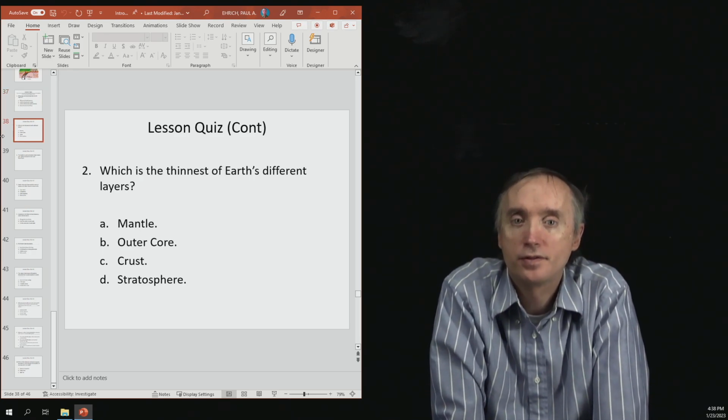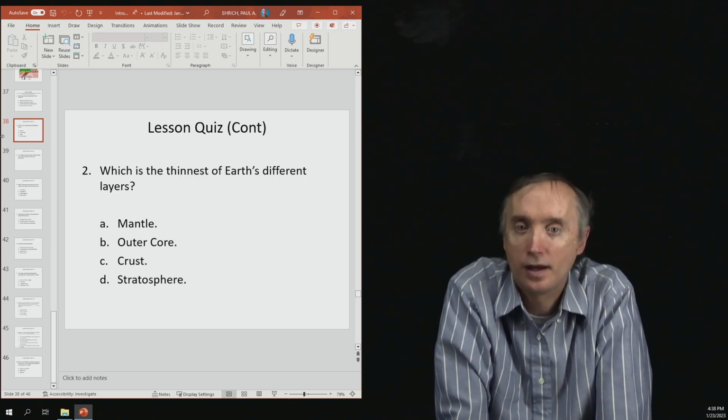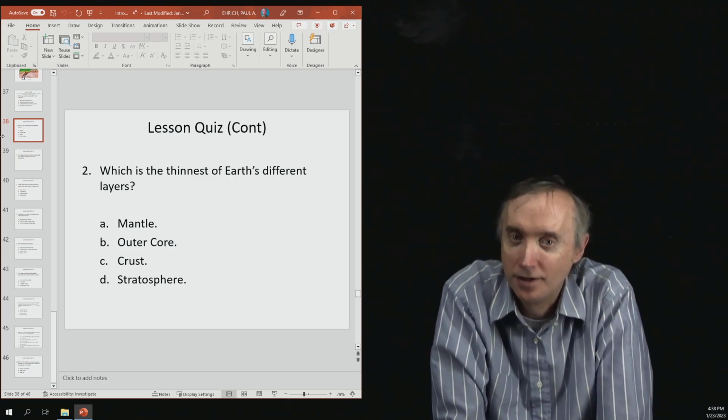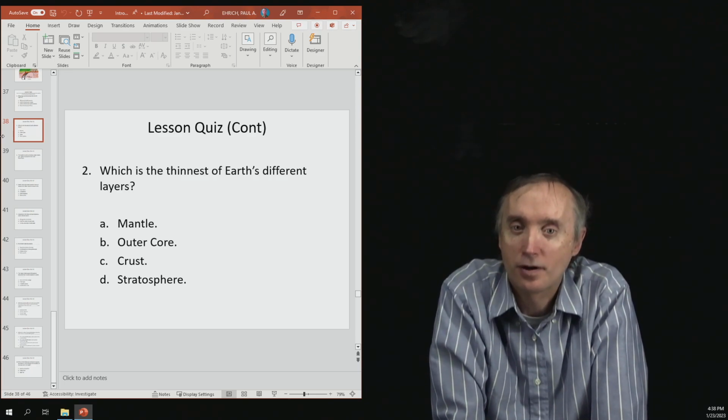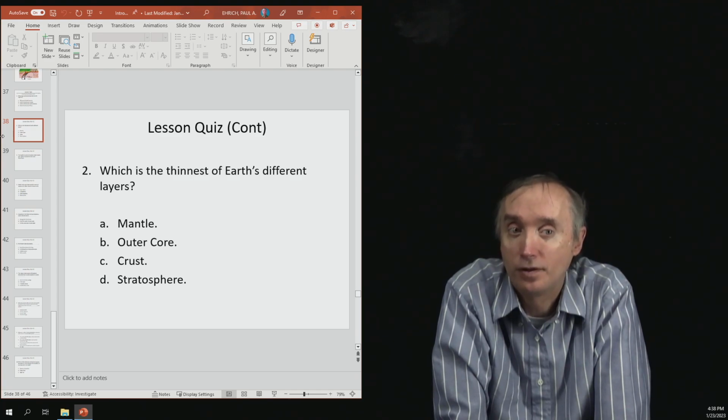Which is the thinnest of the Earth's different layers? Would it be the mantle, the outer core, the crust, or the stratosphere? Well, first of all, it's not the stratosphere. The stratosphere is part of the atmosphere. It's not part of the Earth, so not part of the geosphere. So which one of the remaining ones? It's going to be the crust.